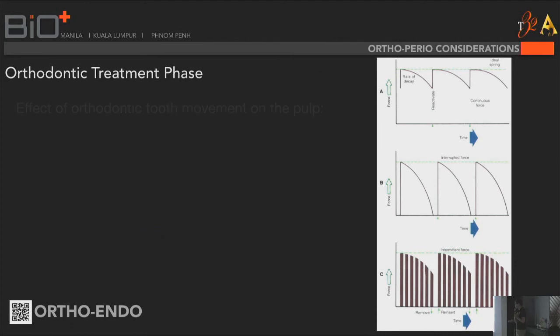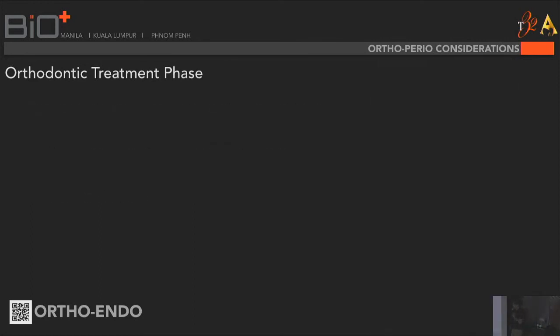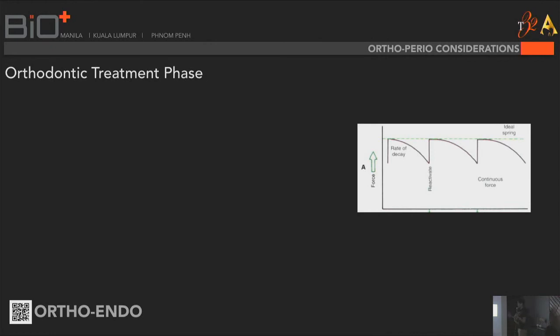Okay, so for the ortho treatment phase, when we look at the effect of the ortho treatment on the pulp, we have to understand how it affects the tooth. We look at it from two perspectives: one is optimum forces and the other is heavy forces. So first, let's go to optimum forces. For optimum or light continuous forces, the tendency is that you can have none to mild pain. In fact, your patient would feel that there's something different, but there's no pain.